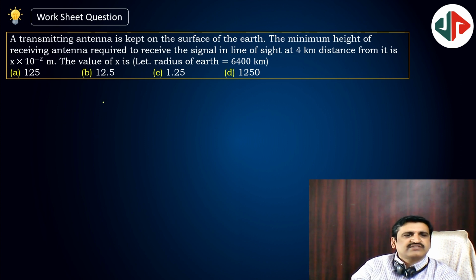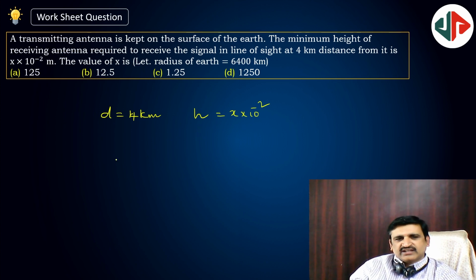Next, the transmitting antenna is kept on the surface of the earth. The minimum height of the receiving antenna required to receive the signal in line of sight at a distance of 4 kilometers is x into 10 to the power of minus 2. Then find the value of x. This is again 4 kilometers, right? H is equal to lambda by 4. We need to find lambda, which can be obtained by finding the frequency and the distances. Same story as whatever we did earlier.